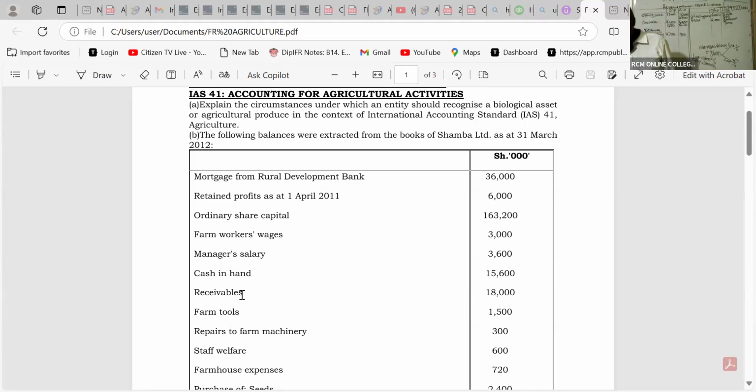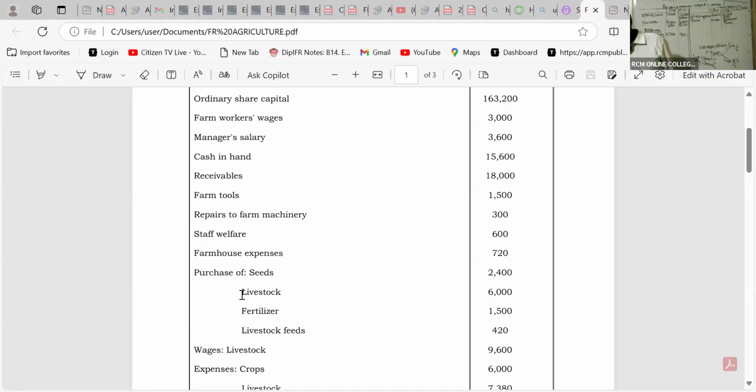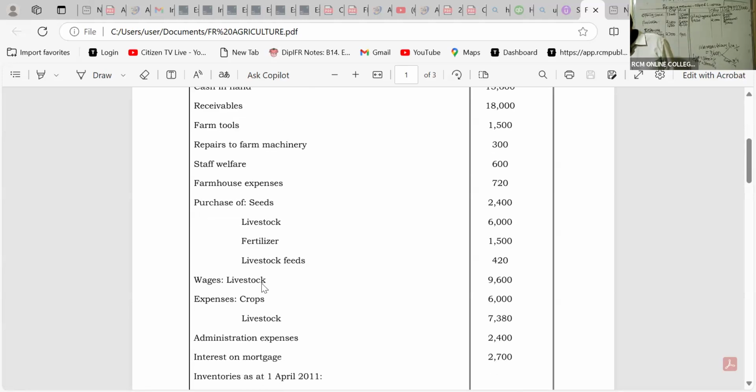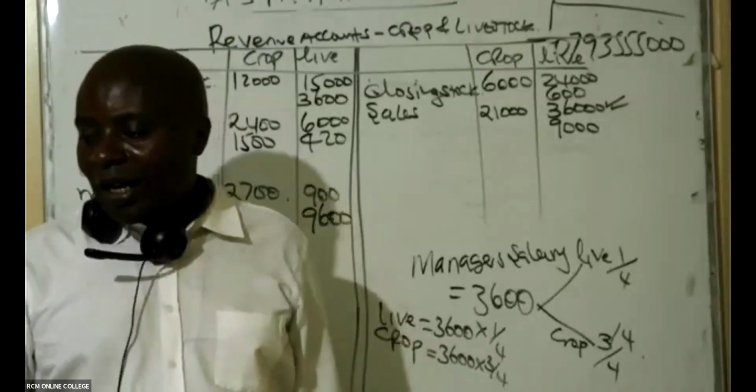The same case with our staff welfare. This will go to our income statement. Farmhouse expenses as well are not specific. Purchase of seeds, this we have seen. Wages, look at these wages. I can see wages for livestock, this is very specific. So I'll come and write wages, very specific. This is a direct expense. Wages for livestock is 9,600.